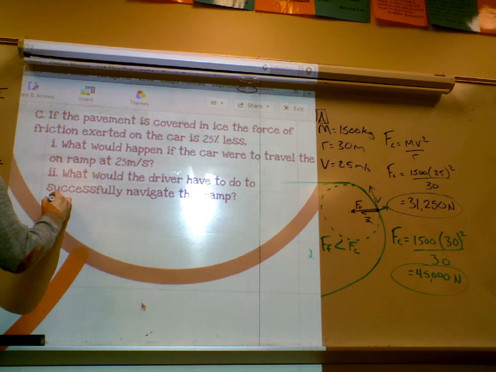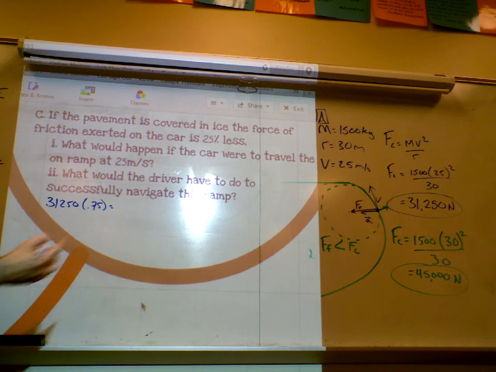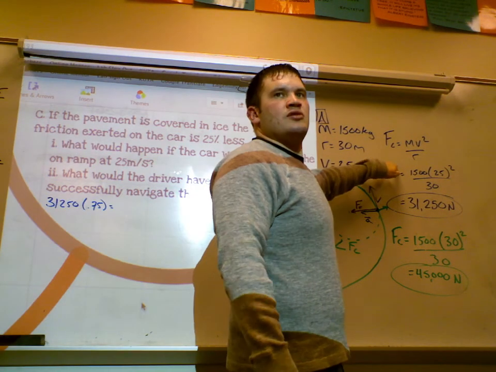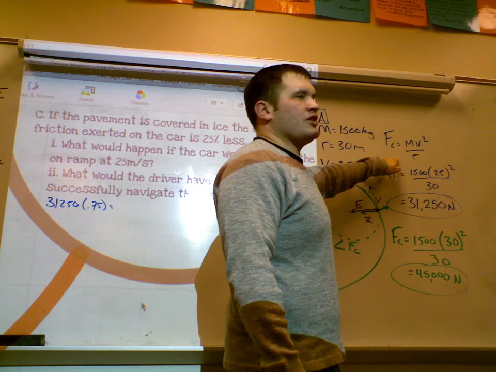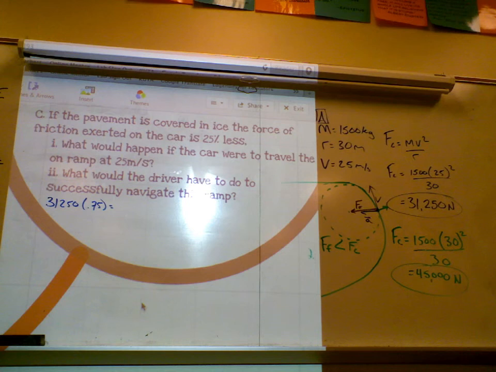So that's a good place to start. 31,250 times 0.75, that is the new force of friction. Where does force of friction go into this equation? The FC. Okay, so that'll help you with the second part. Give it a shot. Try not to talk for the next 3 minutes unless you need help.